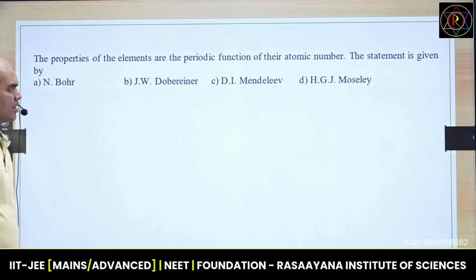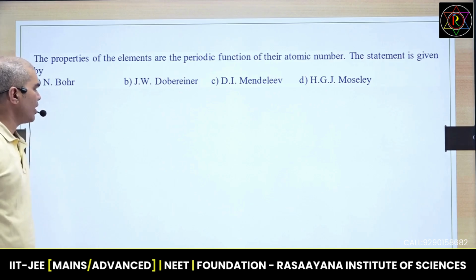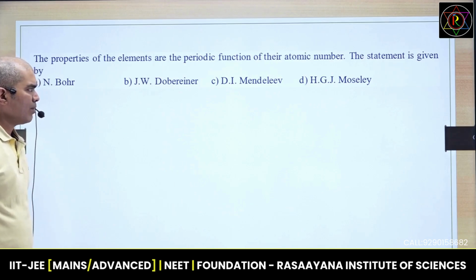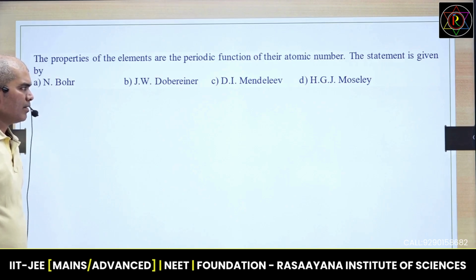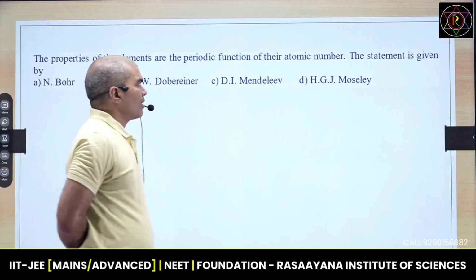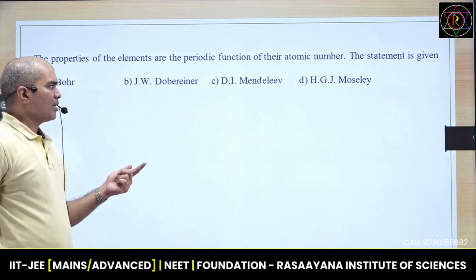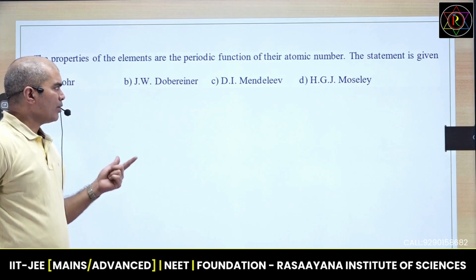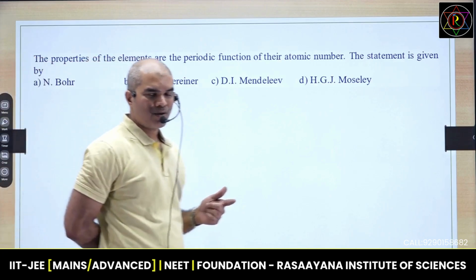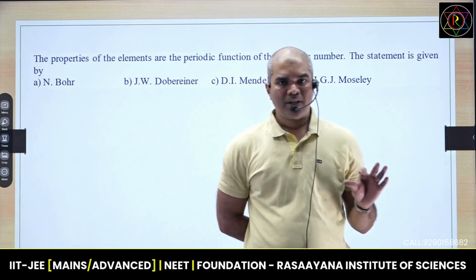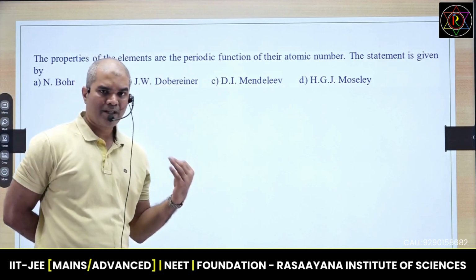The properties of the elements are the periodic functions of their atomic numbers. This statement was given by Niels Bohr, or Döbereiner, or Mendeleev, or Moseley. Well, you are aware, the discussion has been done. It is Moseley, atomic numbers. If it is atomic weights or atomic masses, that was by Mendeleev. Döbereiner's law of triads. And Niels Bohr has given a classification. He has not given any law for the periodic table, but he has given a classification into 4 types. We have studied those 4 types also.